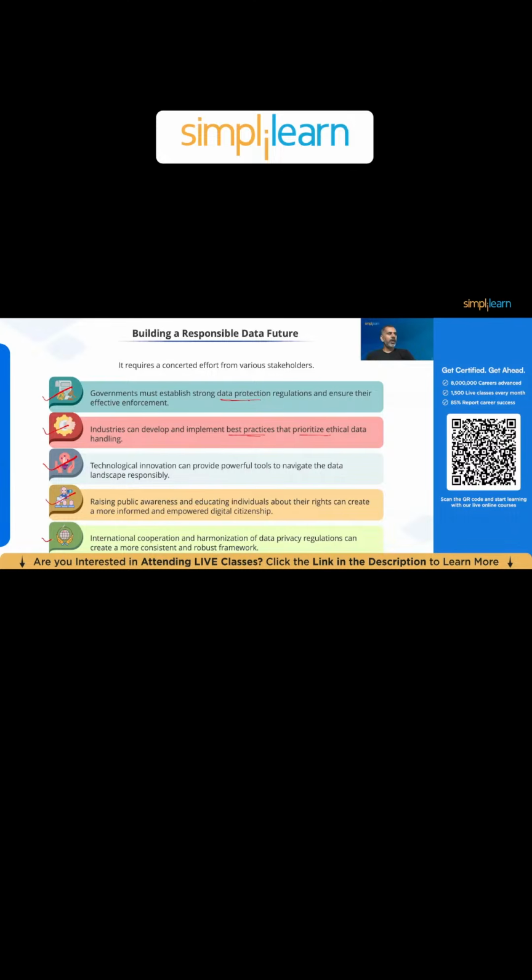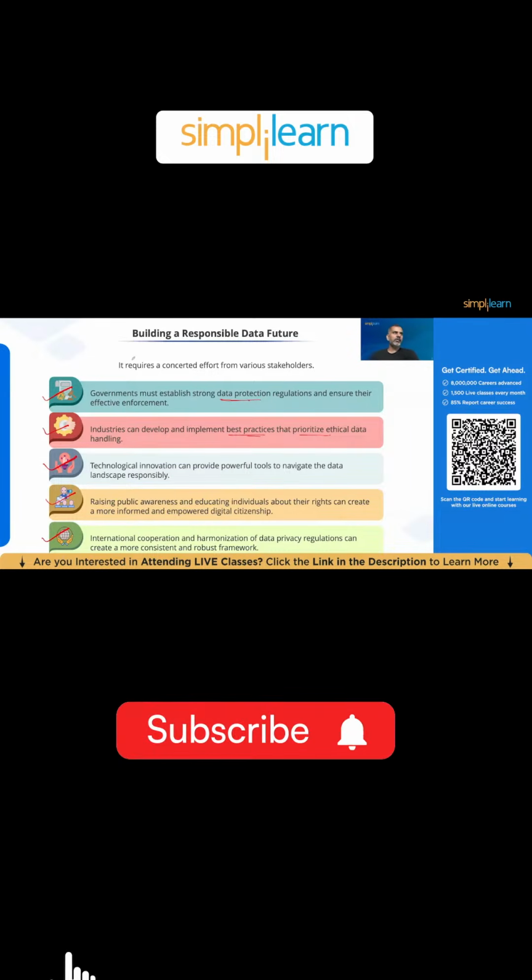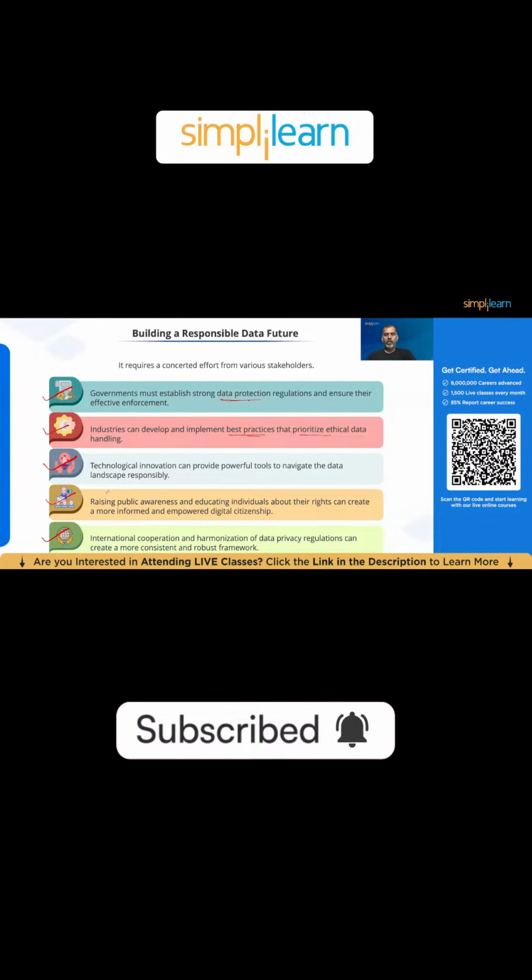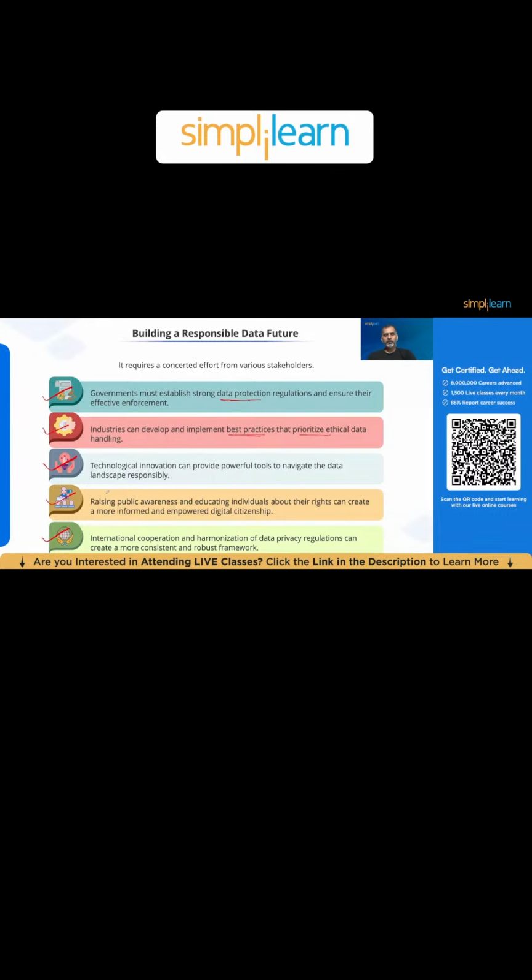And finally, we need international cooperation and harmonization of data privacy regulations that can create a more consistent and robust framework. So this is something we require from our environment, from governments, from the education sector, from the industry sector, even from international entities. When they come together, we can think of building a responsible data future, guys.